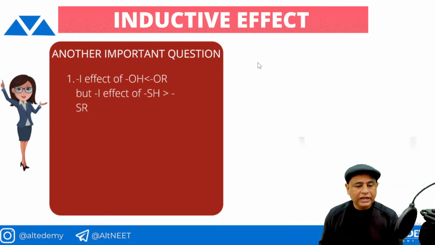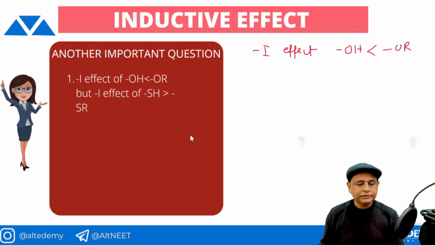Well, again the same factor here. Very important question, minus I effect, you should remember it as a thumb rule. Minus I effect of OH is less than OR, though minus I effect of SH is greater than SR.